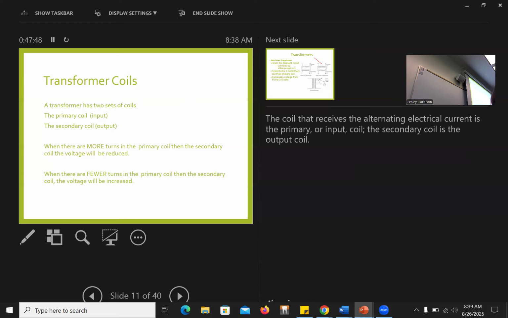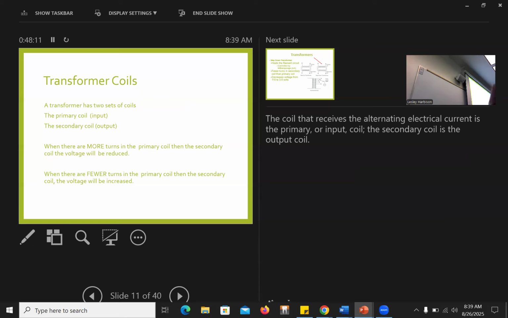Okay, so the transformer has two sets of coils, and we're going to have some diagrams to look at and watch a video, so this will all kind of come together. There is the primary coil. Question: is the filament circuit a step down transformer? It is. The filament circuit is step down.